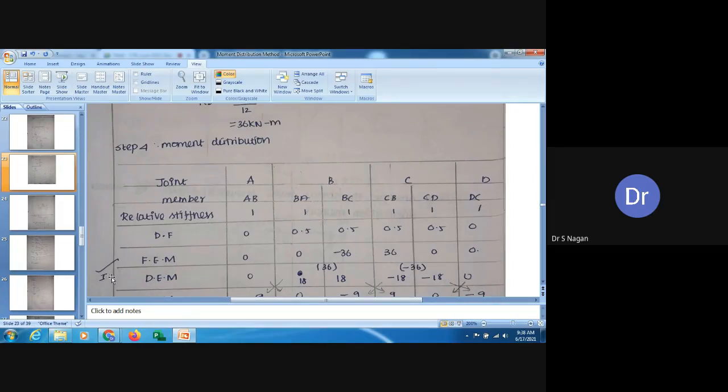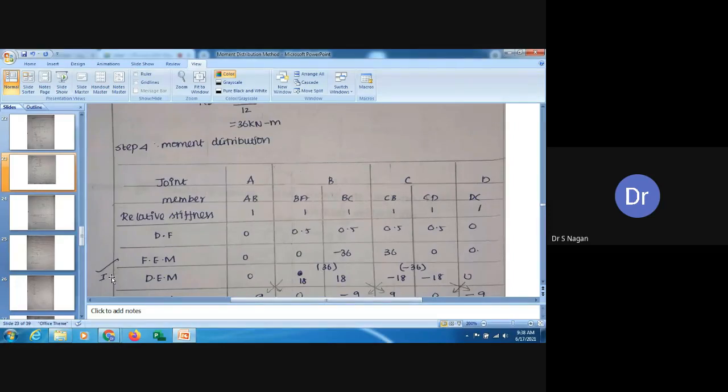We very well know that moment distribution method is an iterative procedure. It's a developed or refined method of the slope deflection method. Here we do it by iterations. First iteration, second iteration, third iteration, or fourth iteration, we make it to refine the values.